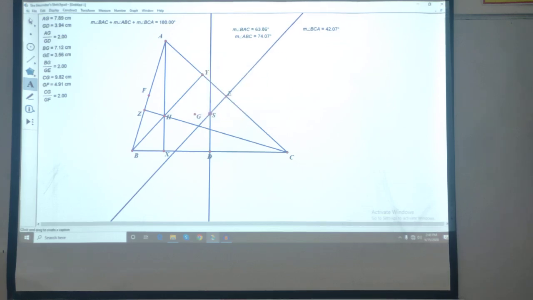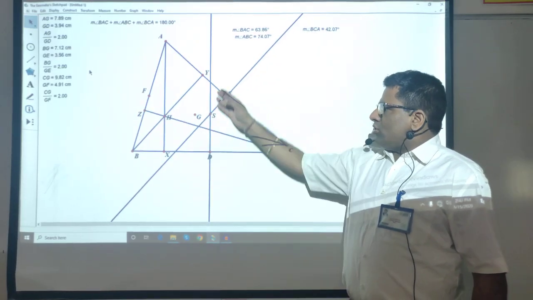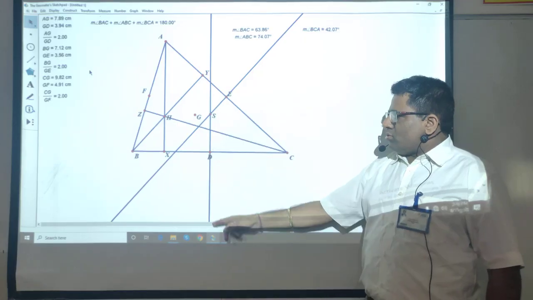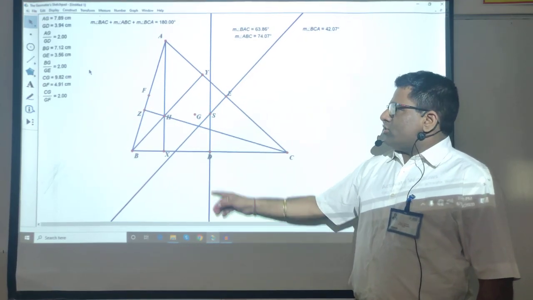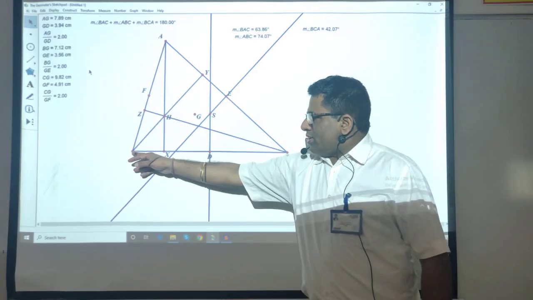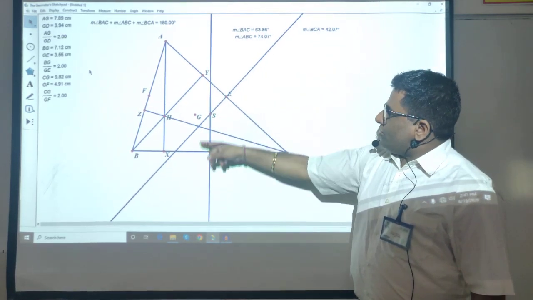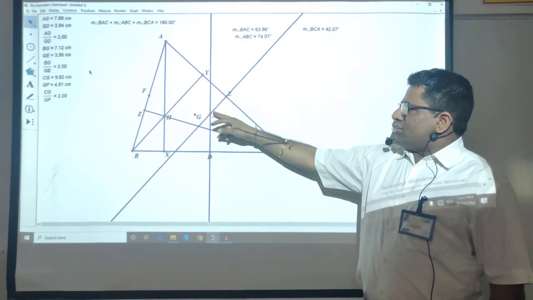S is the circumcenter. And the beauty of the perpendicular bisector is that on this line, each point is equidistant from the endpoints of a line segment. That is the beauty of this line. The perpendicular bisector of BC is the locus of all those points, that is, the path of all those points which move in such a way that their distance from the points B and C is always the same. Similarly, the perpendicular bisector of AC is the locus of all those points which are equidistant from the points A and C.